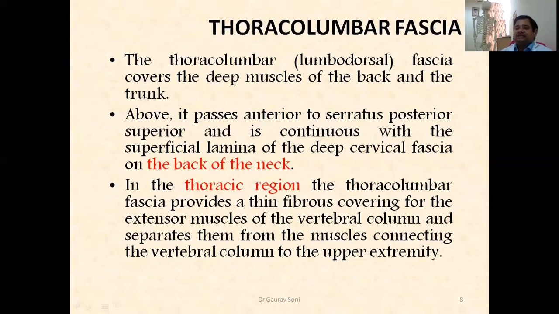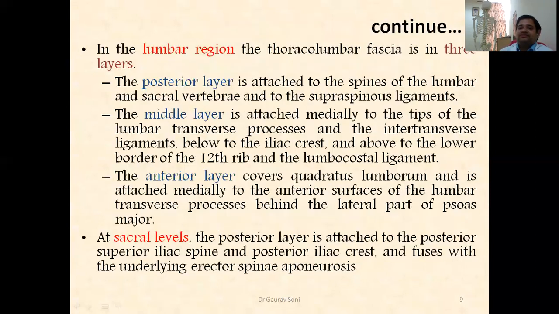So above, it passes anterior to serratus posterior superior and is continuous with the superficial lamina of deep cervical fascia. Serratus posterior superior is one of the muscles of the intermediate compartment of the back. Next, in the thoracic region, it provides a thin fibrous covering for extensor muscles of the vertebral column and separates them from muscles connecting the vertebral column to the upper extremity. It means it is dividing the layers of the muscles. The ones connecting to the upper extremity are the superficial muscles, and extensor muscles of the vertebral column are the deep ones. So they are being separated in the thoracic region with the help of thoracolumbar fascia.